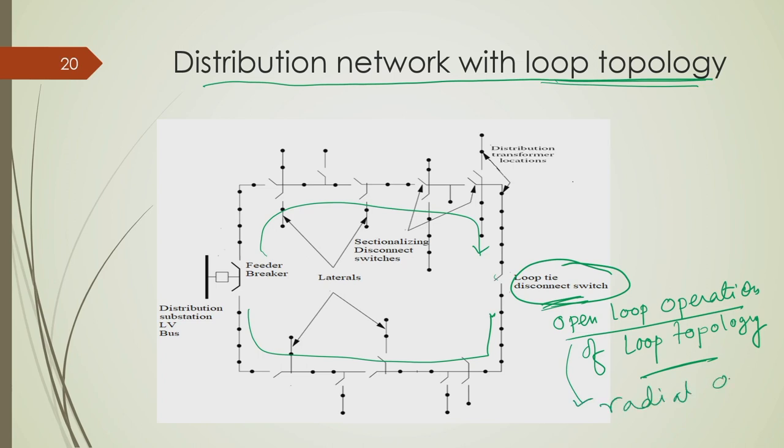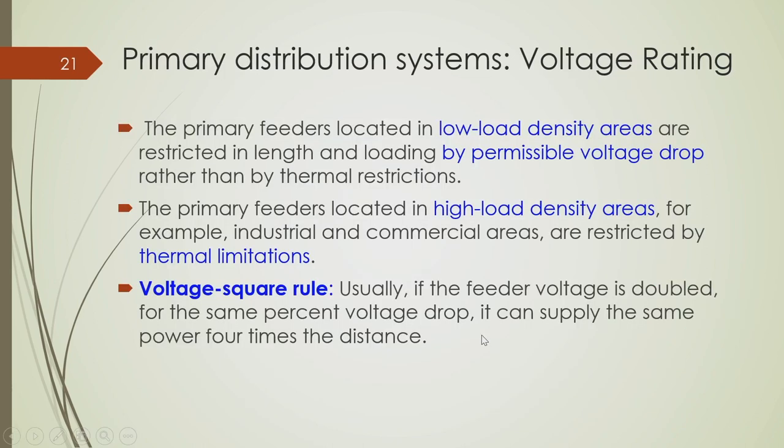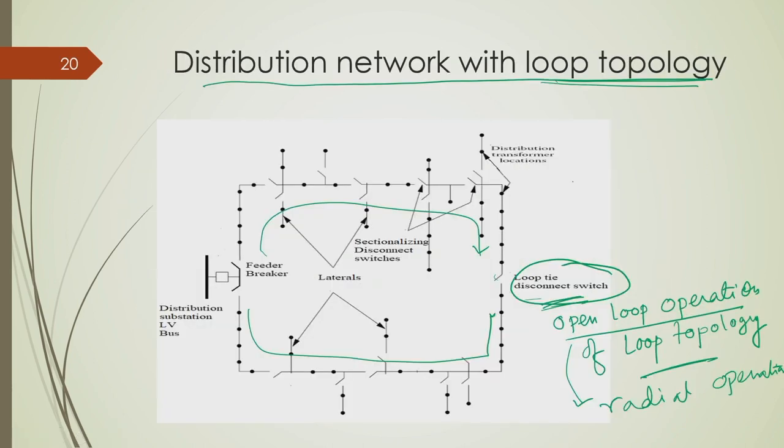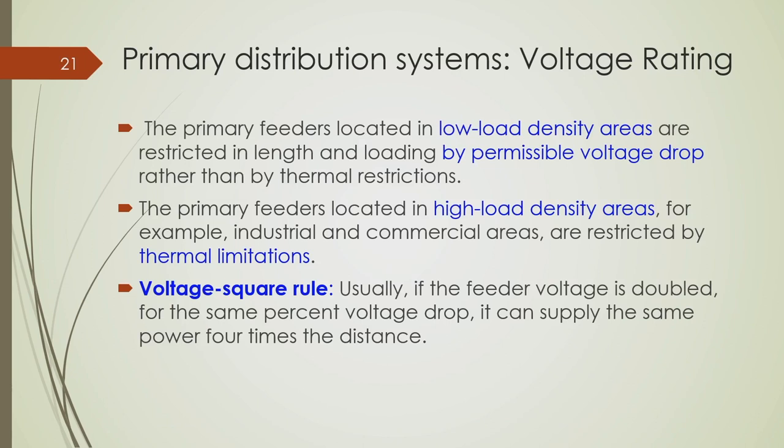You can see if this loop tie switch is kept off, it is open, then this part will be operated in radial, this part will be operated in radial. Okay. Now, next we will go for some important concepts like voltage rating of this primary distribution network.